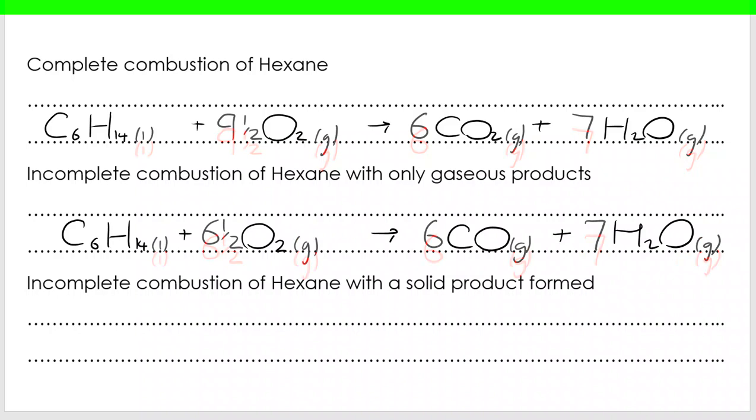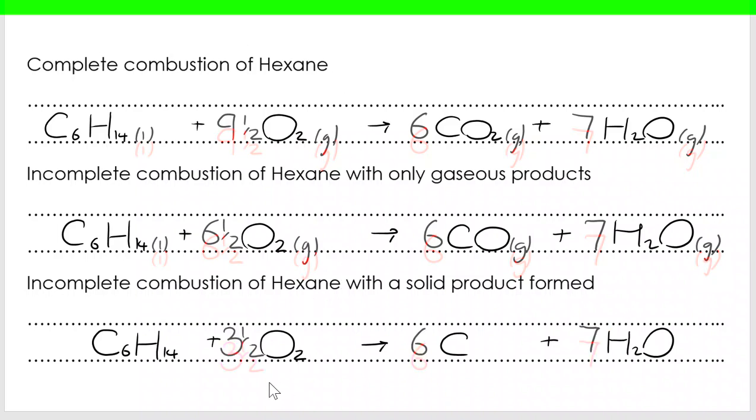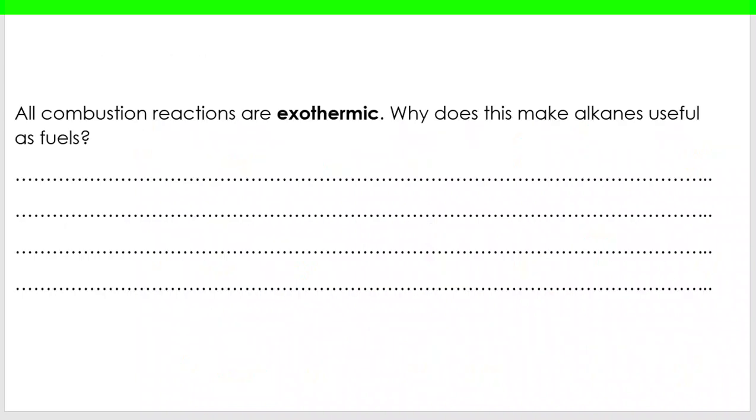And finally, what happens if there's even less oxygen and we make C and H2O? Once again, I balance my carbons, I balance my hydrogens, and this time I only need 3.5 O2. State symbols in there, and again, just to highlight this, 9.5, 6.5, 3.5, as we go further away from complete combustion.